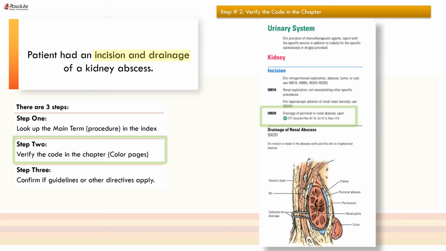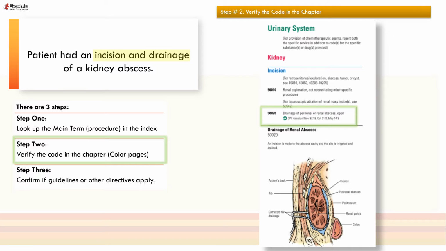So another term, this is where med term is really important when you're coding. Another word for renal is kidney, right? So when we are talking about renal, that is pertaining to the kidney. So this is a drainage of perirenal or renal abscess, open. The next step we have to do is confirm this code.